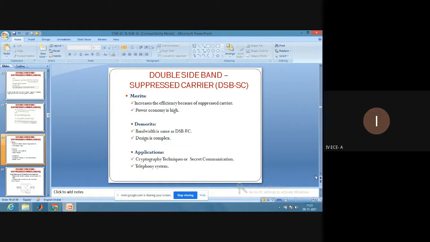Let us discuss the merits and demerits of this type of modulator. It increases the efficiency because of suppressed carrier, and power economy is high. Demerits: the bandwidth is same as DSBSC. The design is complex. Applications: cryptography techniques or secret communication, telephony system.